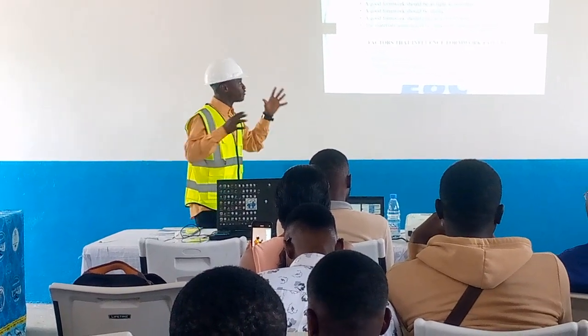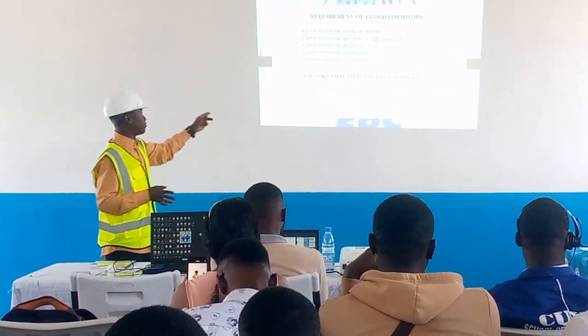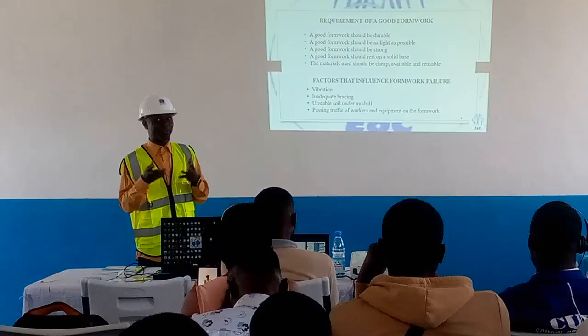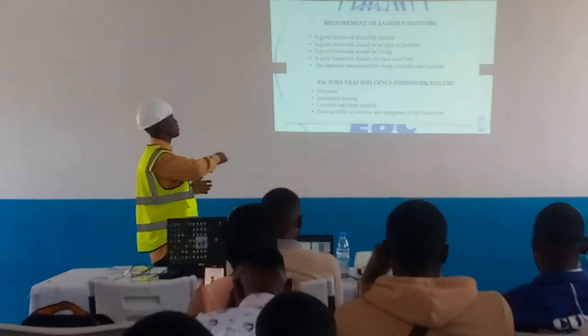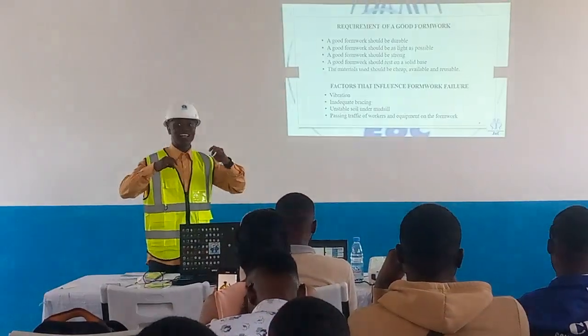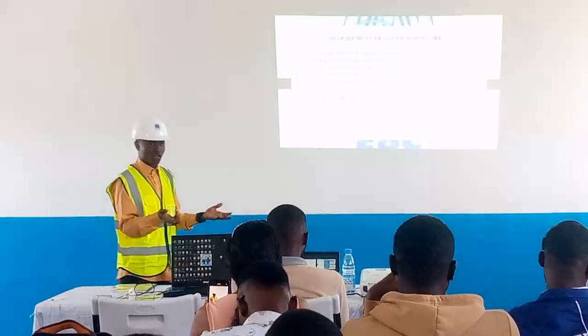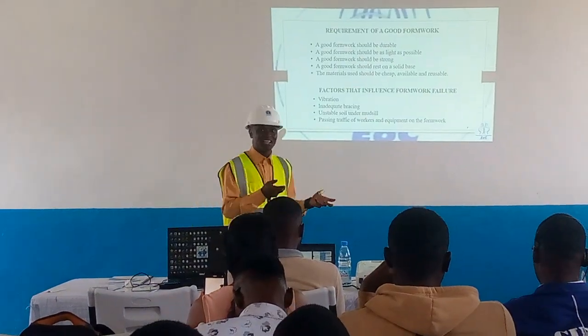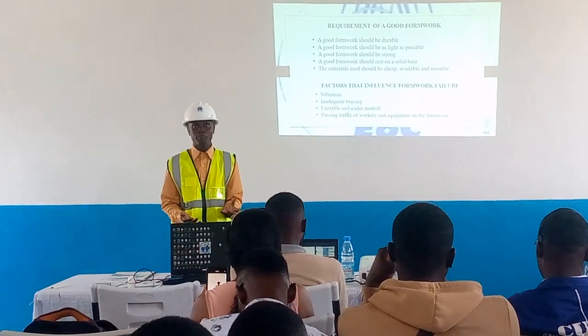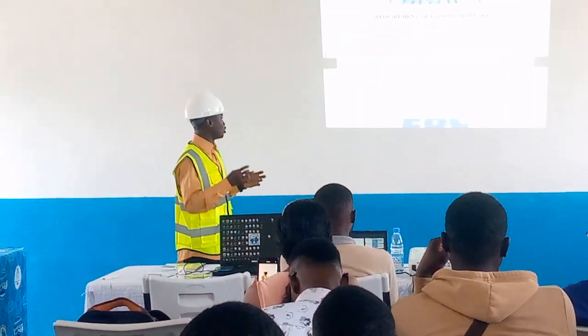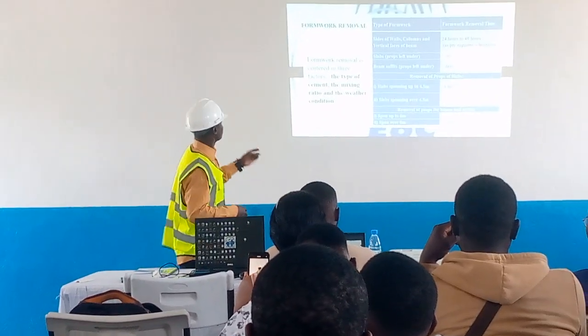Now, the factors that influence the failure of formwork. You have vibration, inadequate bracing around the formwork, and unstable soil under the mud seal. Now, what is the mud seal? The mud seal is simply a timber that is placed beneath the formwork before you place the formwork proper for your construction. You also have the passing traffic of materials and workers.